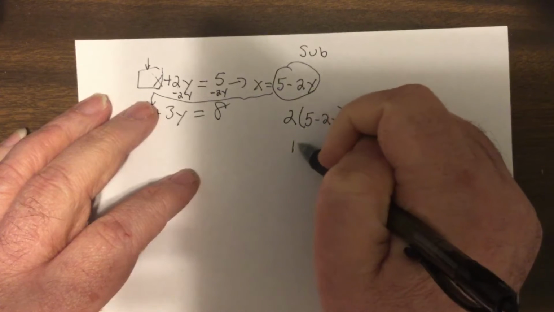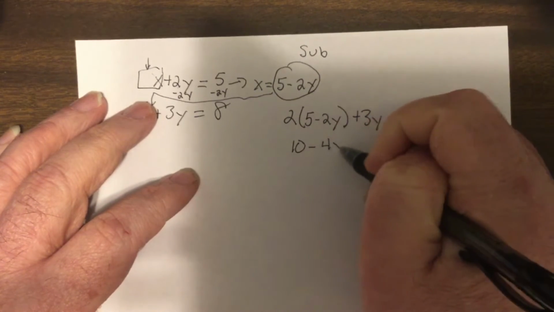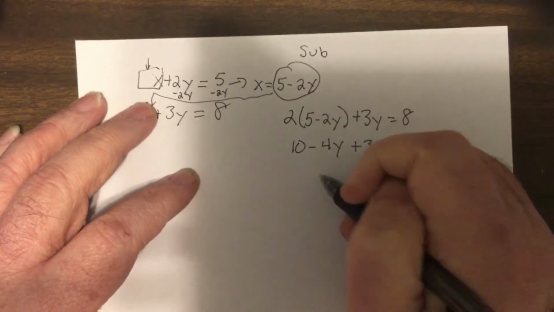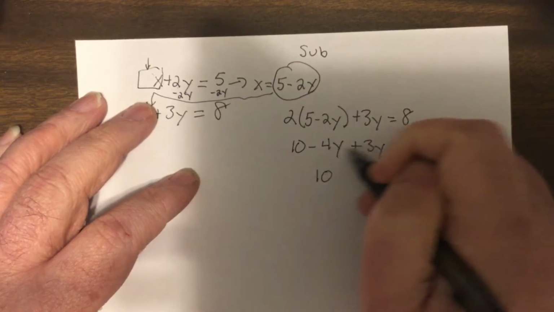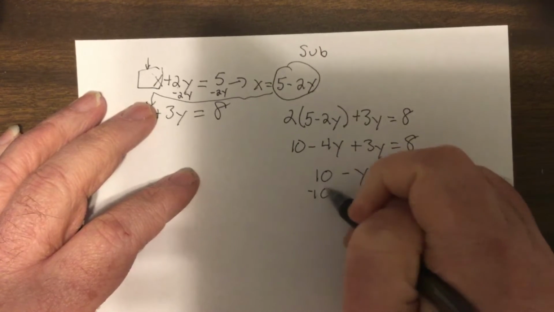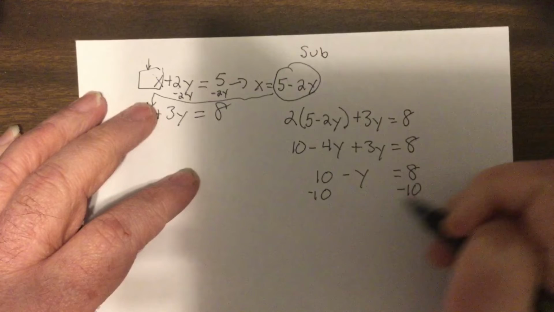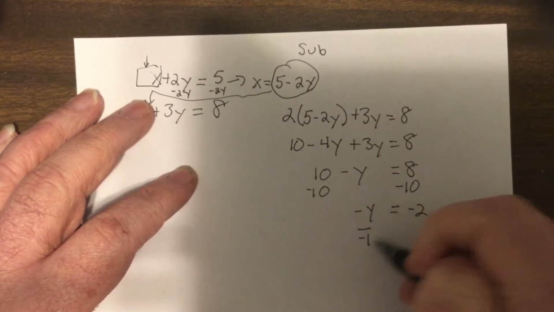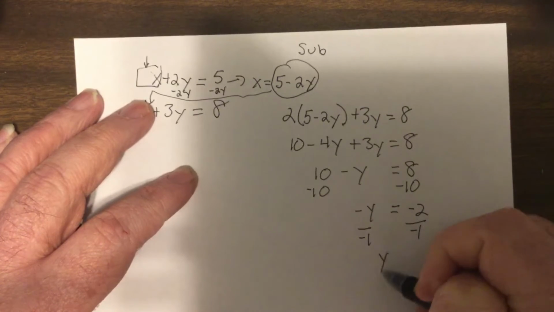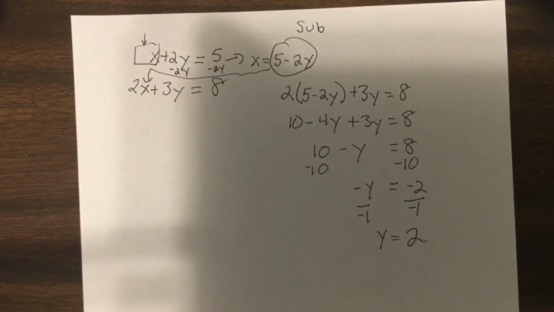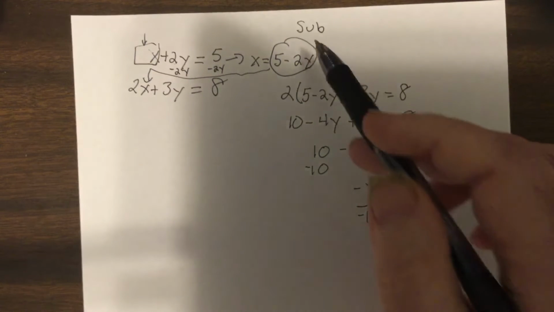So let's solve it. You'd have 10 minus 4y plus 3y equals 8. So you'd have 10, combine the y's, minus y equals 8. I would subtract 10 to solve for y. So divide both sides by negative 1. Y equals 2.